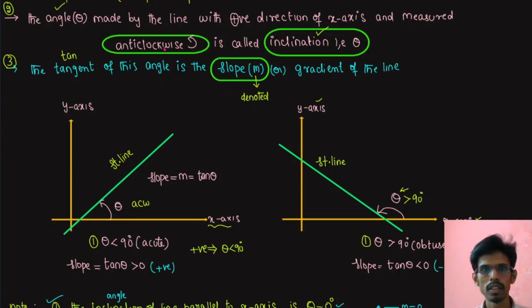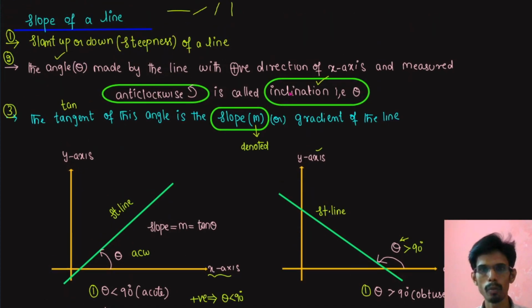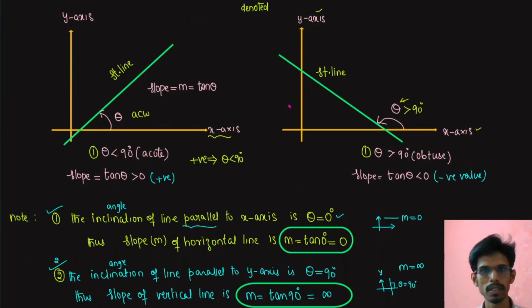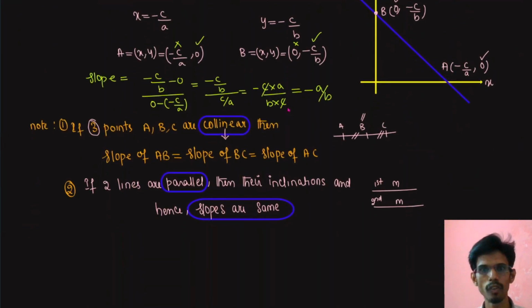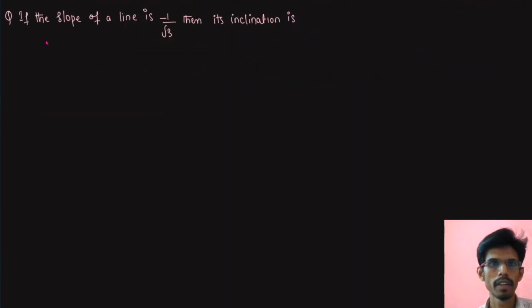So remember these formulas that are marked under this ellipse. These are the important formulas. If the slope of a line is minus 1 by root 3, then its inclination.